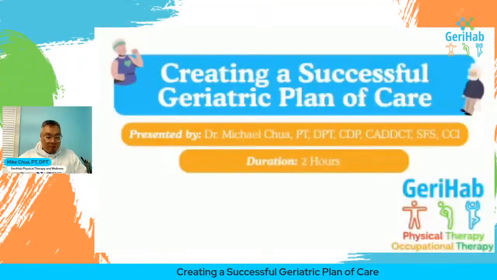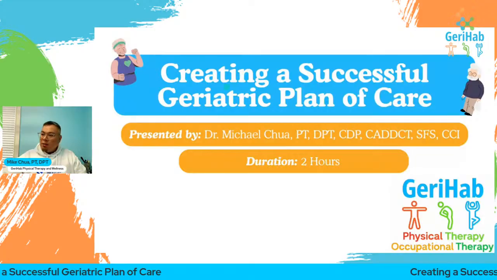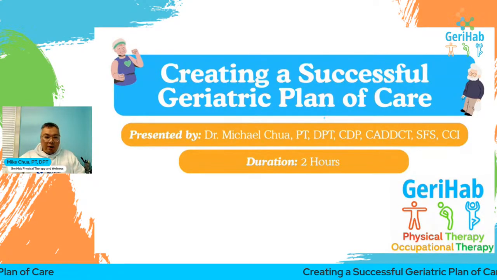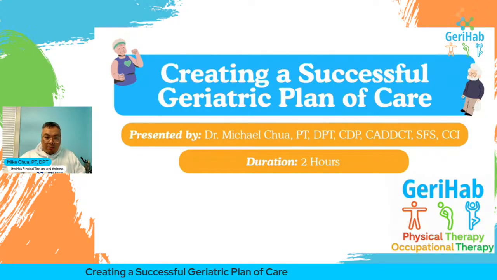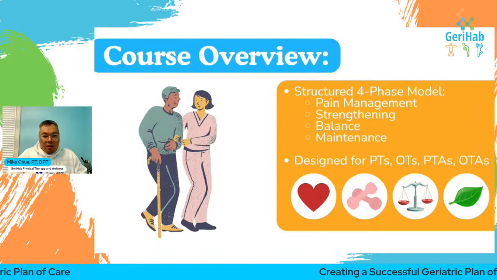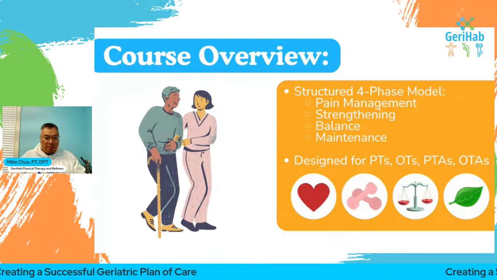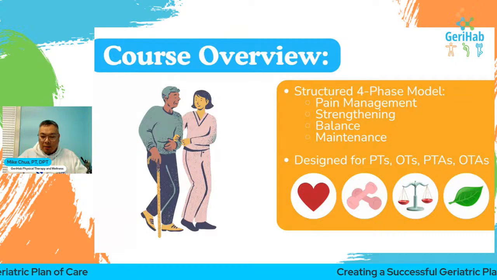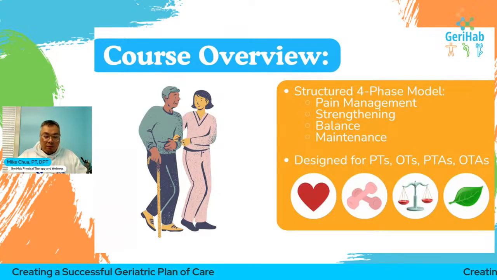Again, let me start our share screen here. Today we're going to be talking about creating a successful geriatric plan of care that we formulated and then created for our patients. The overview here is we have four different phases. This is specifically for Medicare and geriatric patients. Most of our geriatric patients have Medicare. Medicare Advantage plans are supposed to follow the Medicare standard of care.